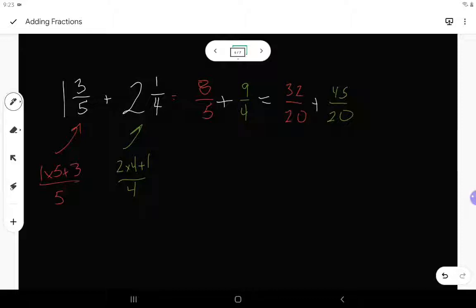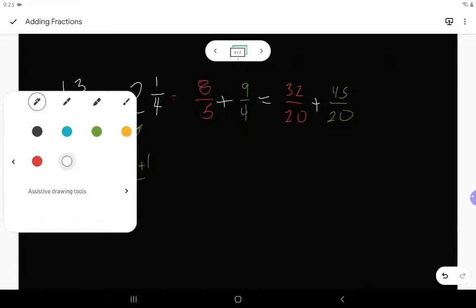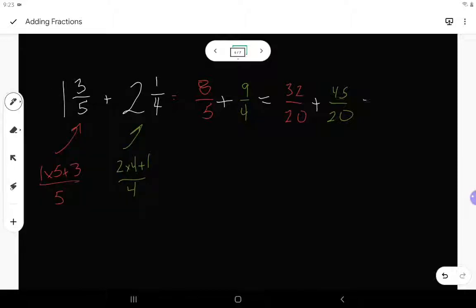So the disadvantage of doing it like this, where I change the mixed numbers to improper, is I definitely get larger values in the numerator, so it can be a little bit more difficult to work with. Okay, so this one here, 32 plus 45, gives me 77 over 20.